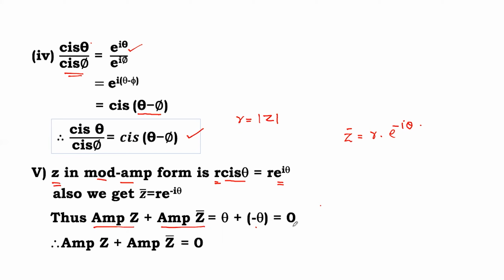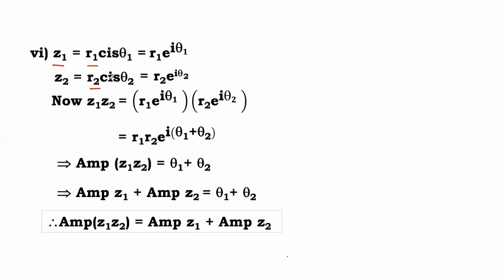So if Z1 and Z2, two complex numbers, are given with R1 magnitude and R2 magnitude, cis theta 1 and cis theta 2, right? Multiplying Z1 and Z2, we get R1 into R2 e to the power I theta 1 plus theta 2, or the amplitude of Z1 into Z2 is theta 1 plus theta 2, meaning the angle of Z1 and Z2 is nothing but theta 1 plus theta 2, and the amplitude of Z1 is only theta 1, the amplitude of Z2 is theta 2.